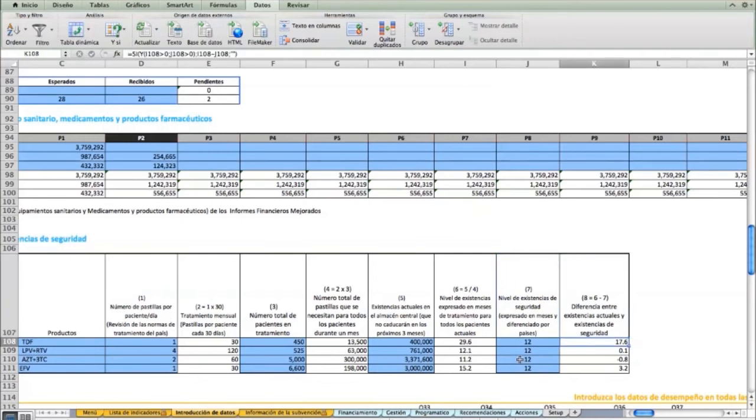Finally, there's a column which is the difference between the actual levels of inventory and the safety stock level of inventory. With this, we can note that amounts appear where we have a lot of medicine still in stock and some in which in a 2-month period we'll be left with little and need to do a new requisition.